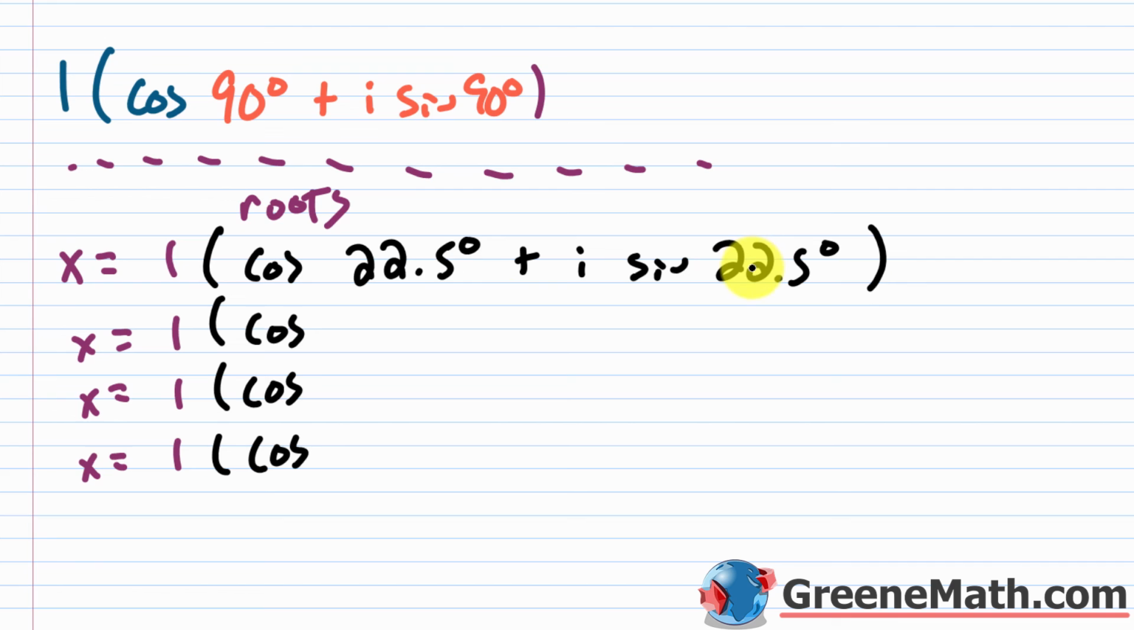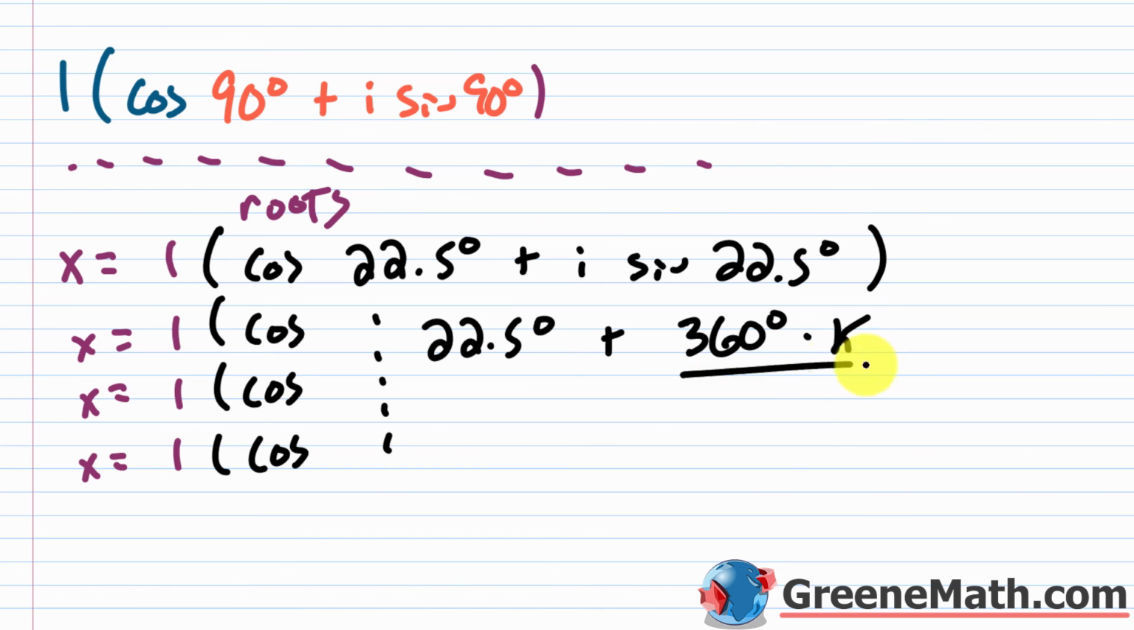Remember, for the first one, you don't need to add anything to this because you always start with k being 0, okay? 0 times anything is 0, and if you add 0 to something, it remains unchanged. For the next one, again, if you think about this, you would have 22.5 degrees, then plus, here's where you start with that 360 degrees times k divided by n. Okay, so n is 4. And you can divide this now. So 360 degrees divided by 4, that's going to be 90 degrees. So this is 90 degrees here. And you're basically just multiplying this by k.